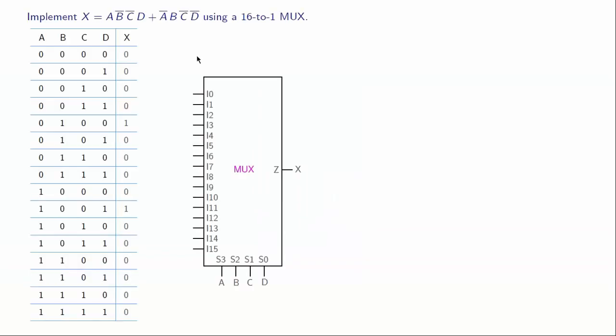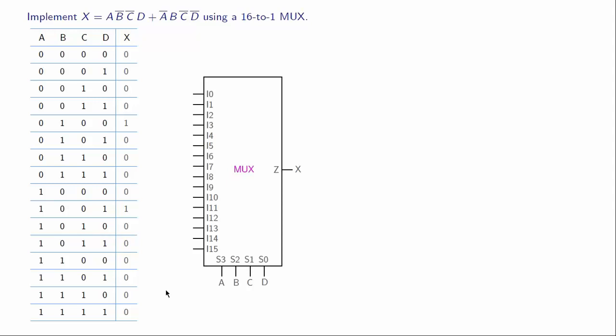Let us now look at implementation of a logical function using a multiplexer. So here is a 16:1 multiplexer. It has input lines from I0 to I15, that is 16 input lines, and 4 select lines, S3, S2, S1, S0, and of course one output. Now using this multiplexer, we want to implement this function x equal to a b bar c bar d plus a bar b c bar d bar. Let us see how to do that.